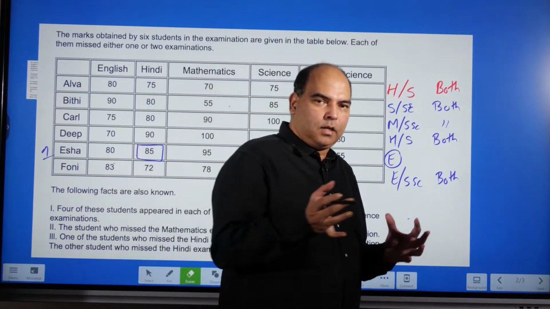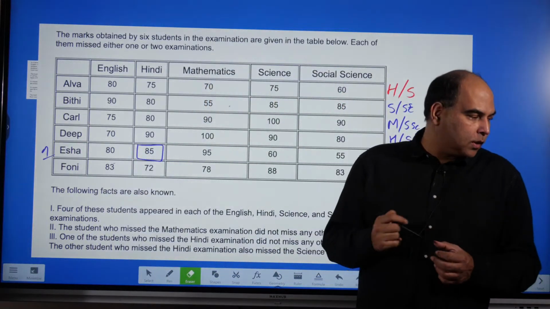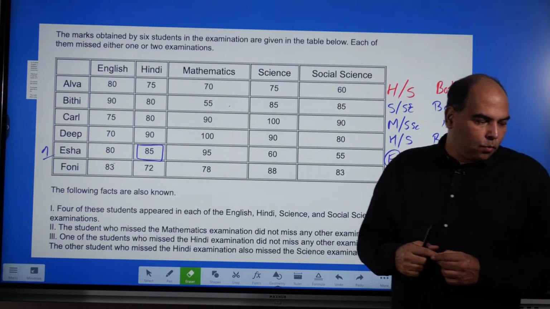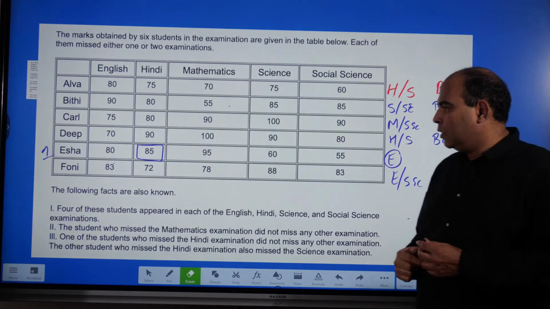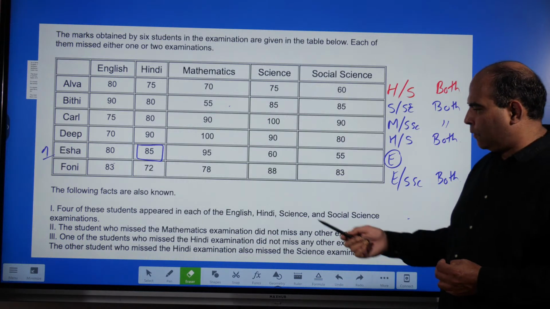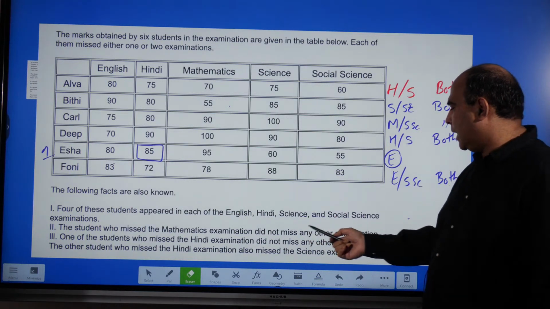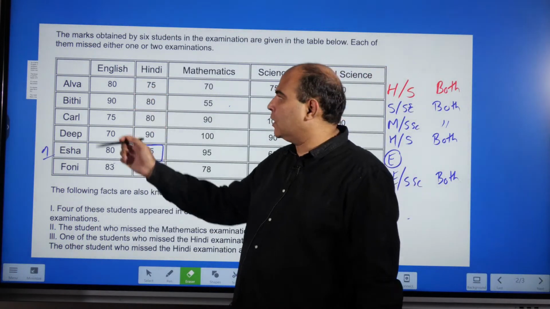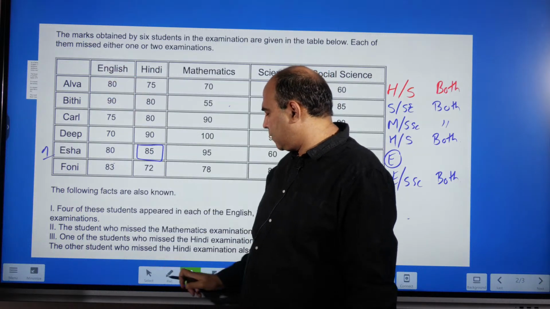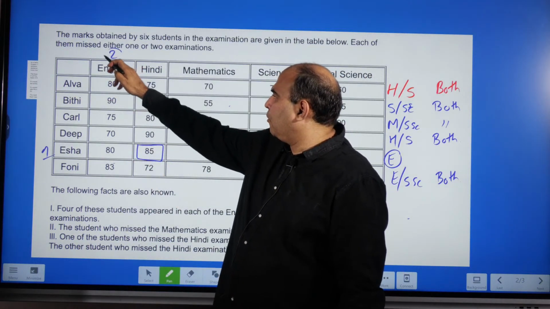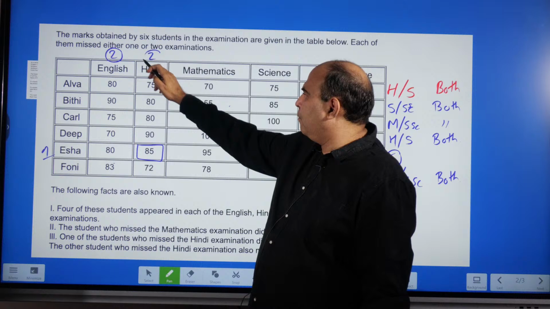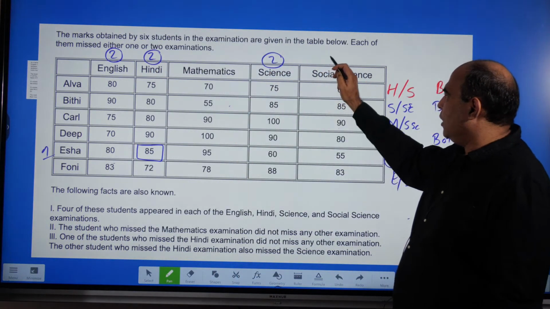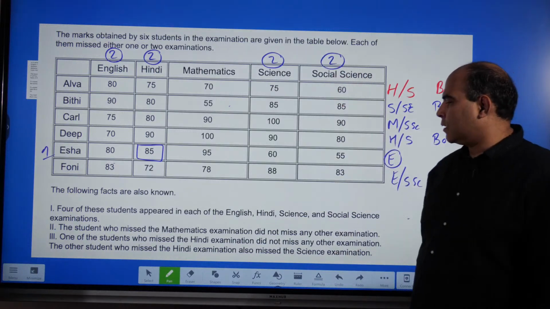Now the issue moves to the usage of the clues in the question. In the clues, the first clue says 4 of these students appeared in each of the English, Hindi, Science and Social Science exams. So if 4 people have appeared in English, that means 2 people have missed out on English. There have been 2 people who have missed out on English, 2 on Hindi, 2 on Science, and 2 on Social Science.